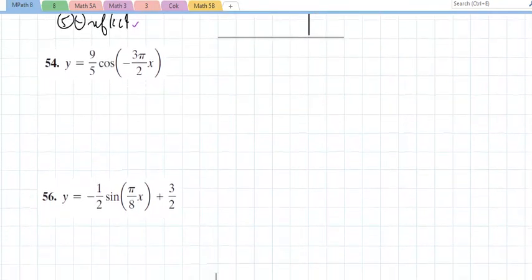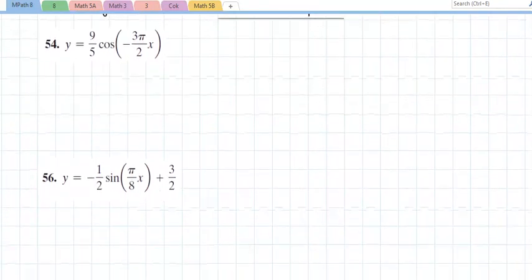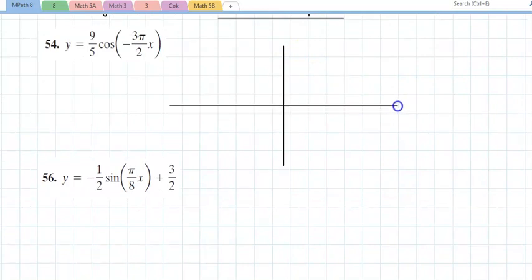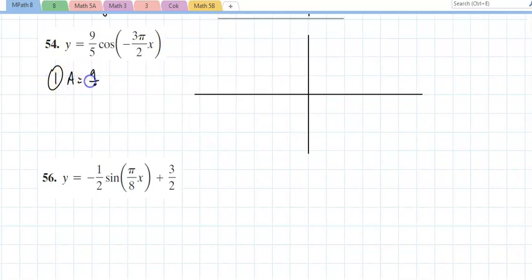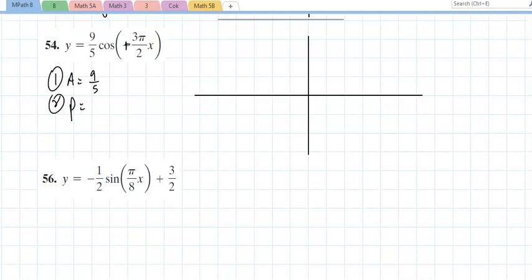And 2 more to go, I believe, and then we move into the last phase of this section. So 1, amplitude is 9/5. 2, period is, and remember, since cosine is an even function, we're going to absorb that negative. If it was odd, I would have put it up front. So we don't do reflections in trig land. Period is 2 pi.